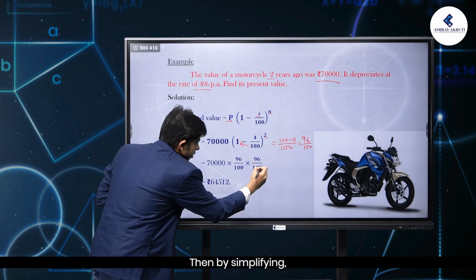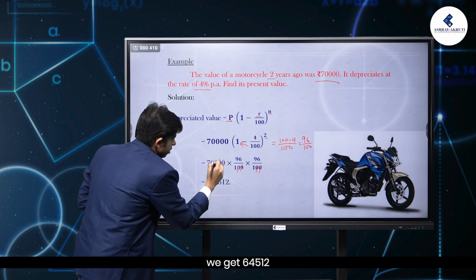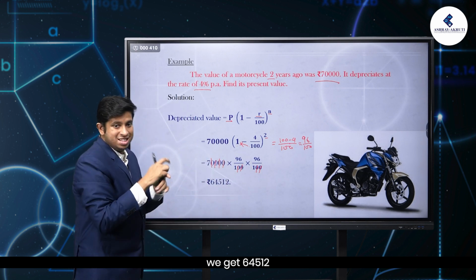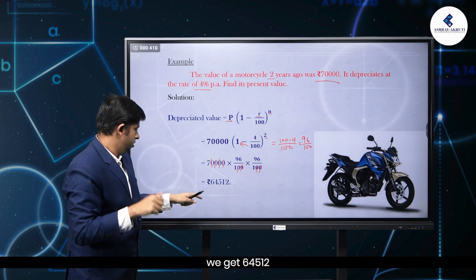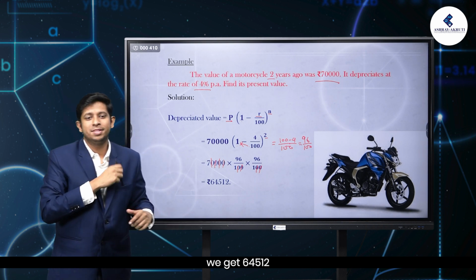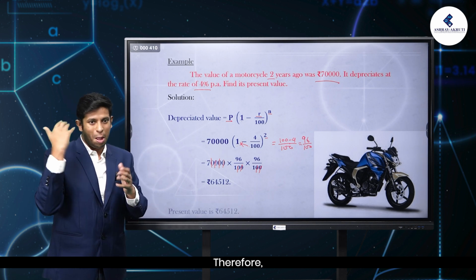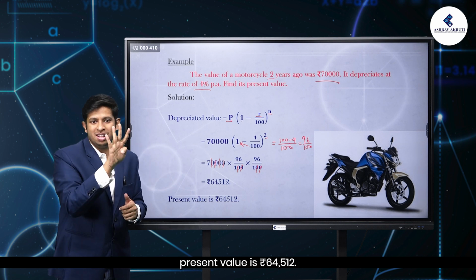Then by simplifying we get 64,512. Therefore, present value is 64,512 rupees.